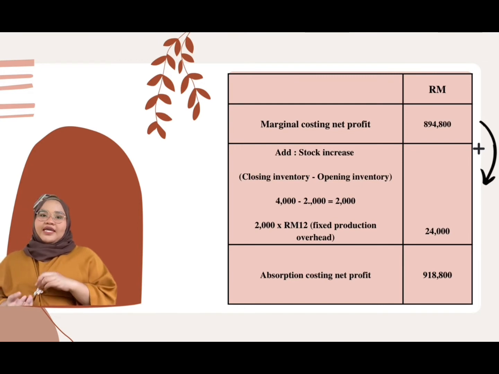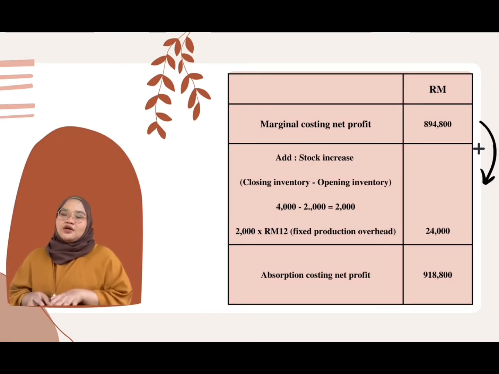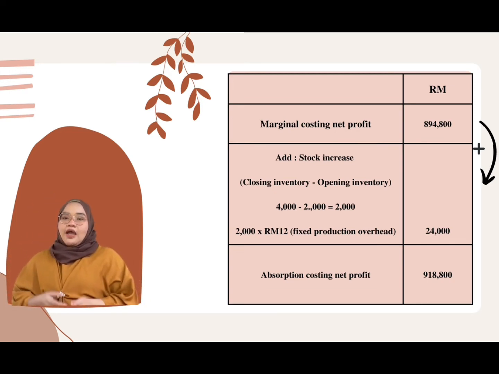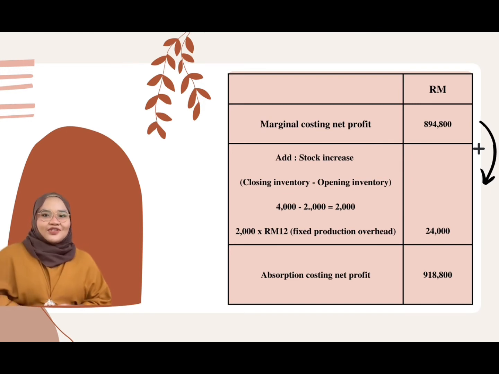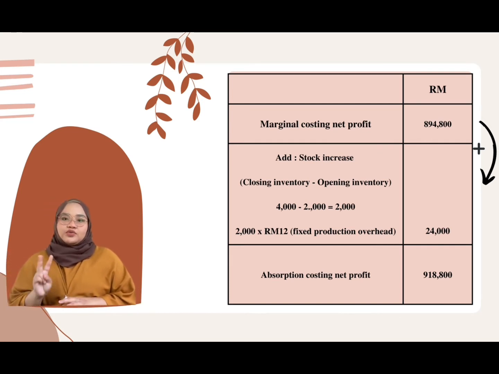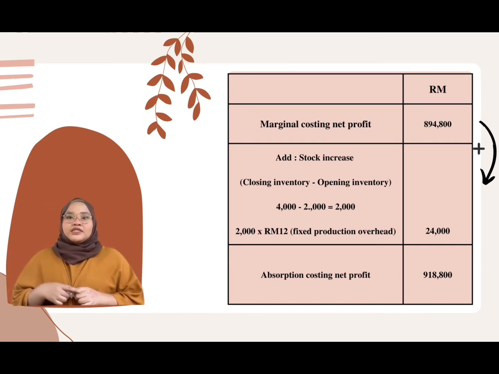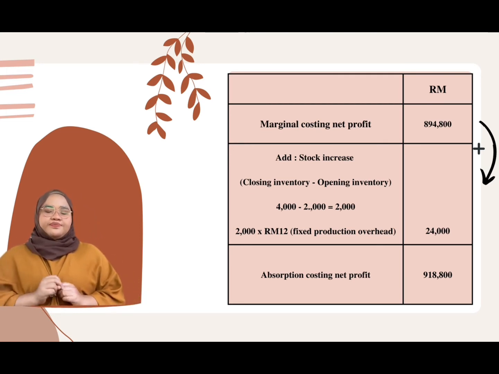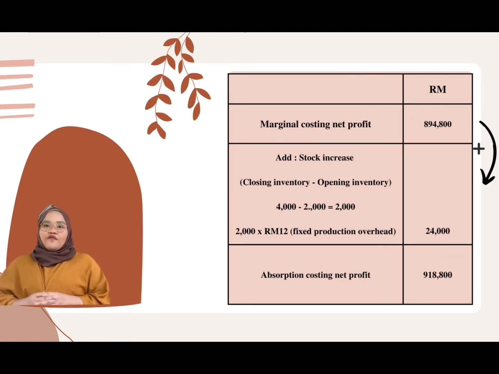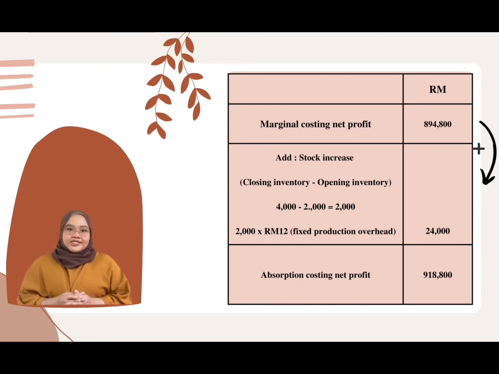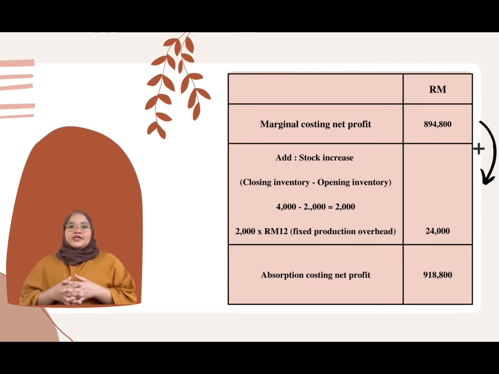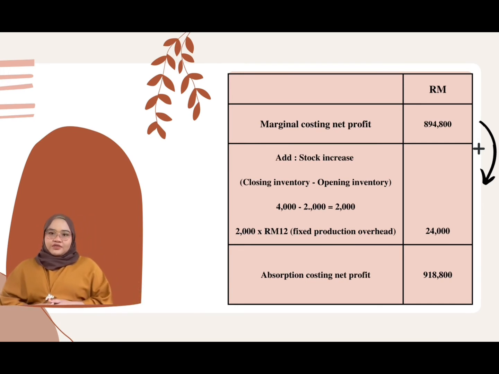we need to identify either the stock increase or the stock decrease. To determine this, we refer to the closing inventory minus opening inventory. In this question, the closing inventory is 4,000, meanwhile the opening inventory is 2,000. So 4,000 minus 2,000, we will get 2,000. After that, we multiply it by the fixed production overhead from question 1, which is RM12. So we will get the stock increase, which is 24,000.